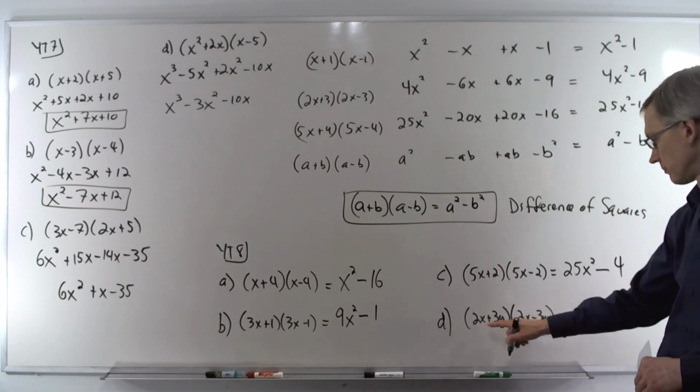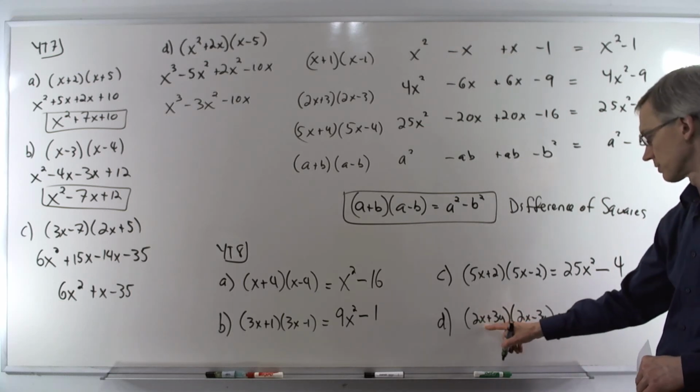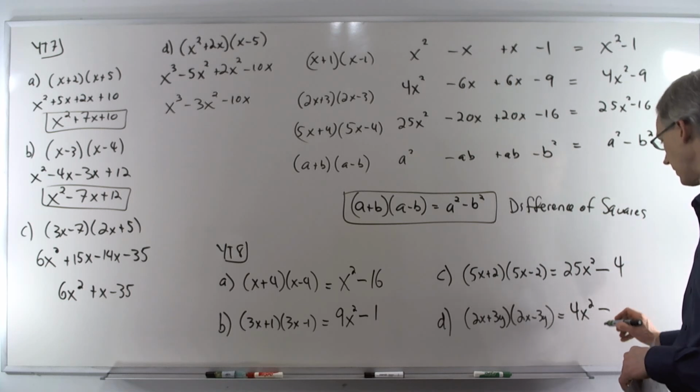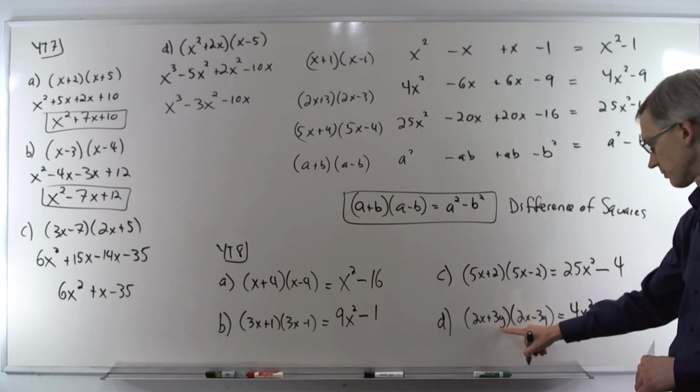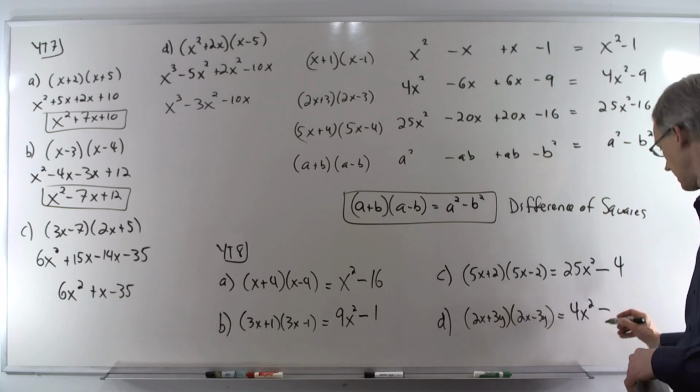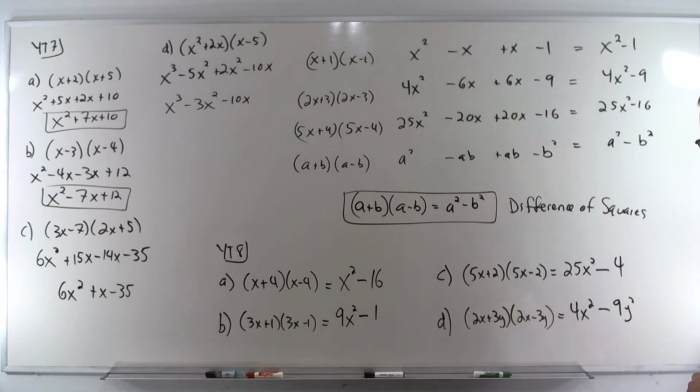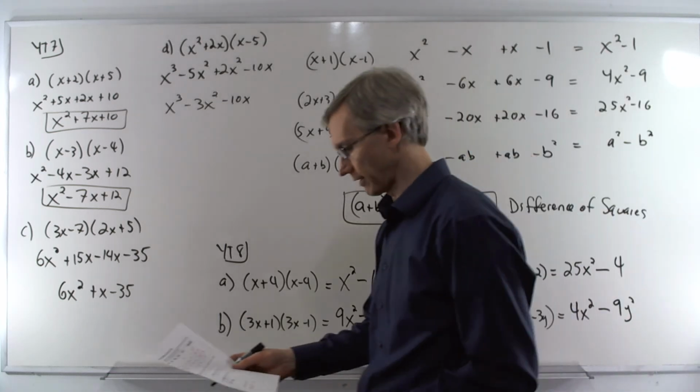And the last one, first term is 2x. We'll square that to get 4x squared. Minus, we'll do 3y squared. 3 squared is 9. y squared is, well, y squared. We get 4x squared minus 9y squared. So a nice little shortcut for that one.